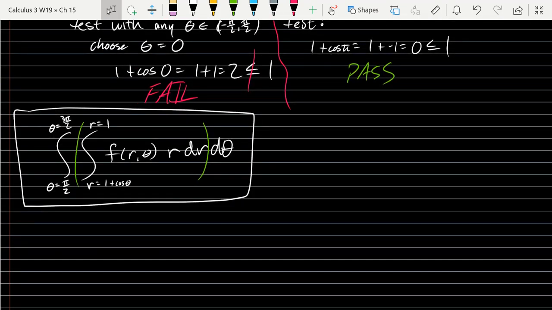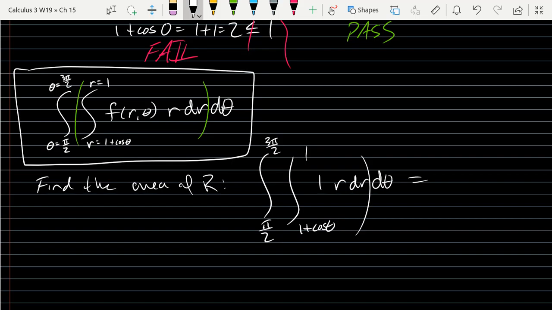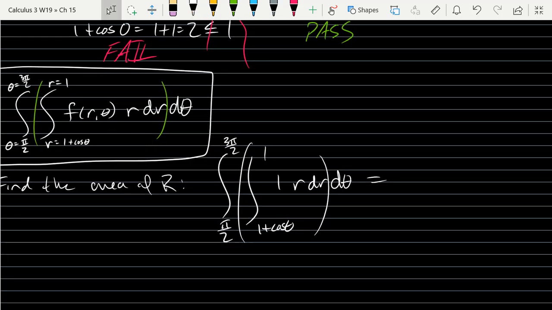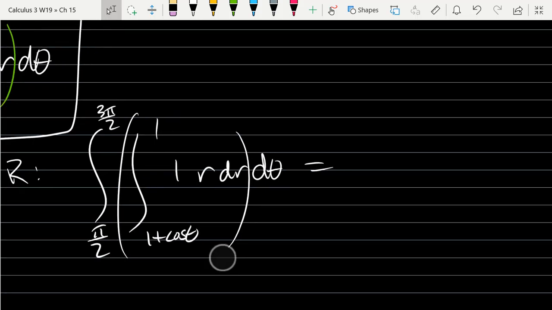Let's just get area, because I didn't write down a function. So we'll just integrate the function 1. So we're going to find the area. So we're just going to do the double integral from pi over 2 to 3 pi over 2, 1 plus cos theta to 1, 1 r dr d theta. So we're doing our r antiderivative first. What is the antiderivative of r? R squared over 2.